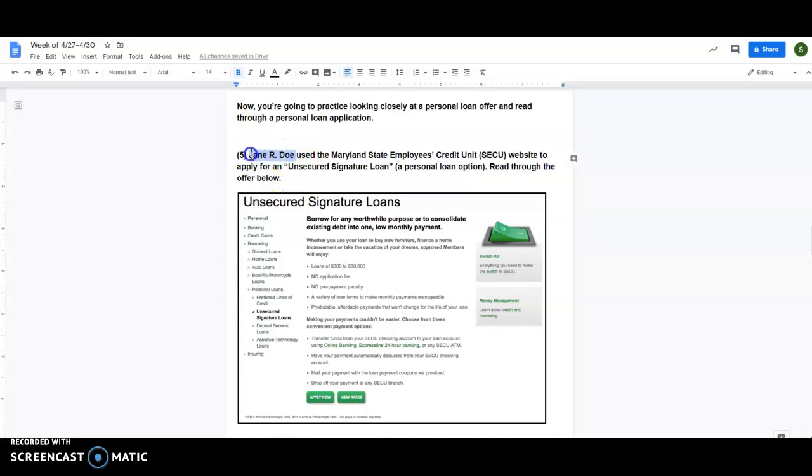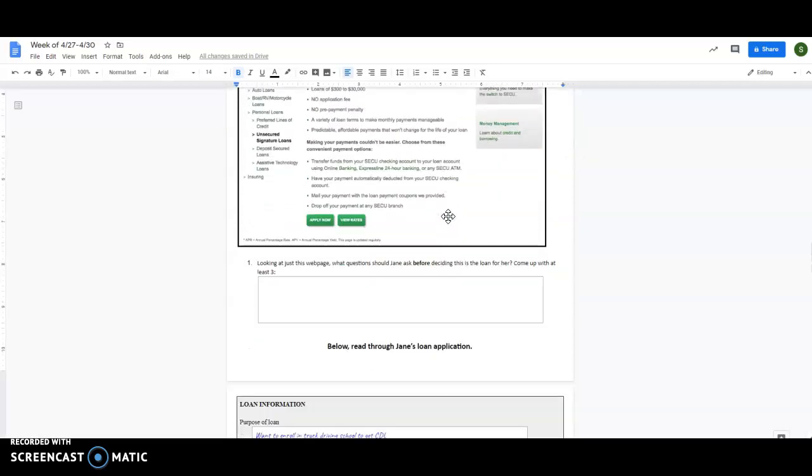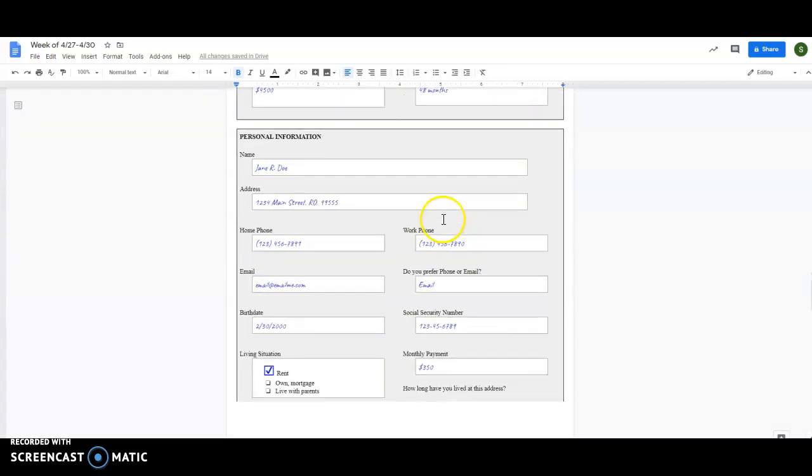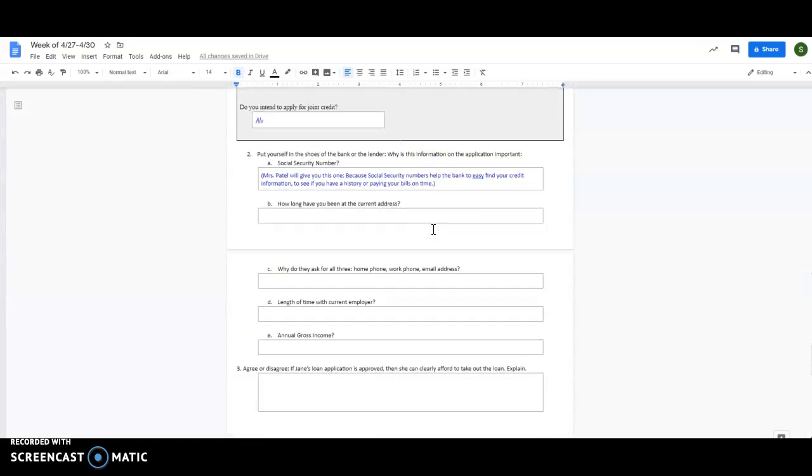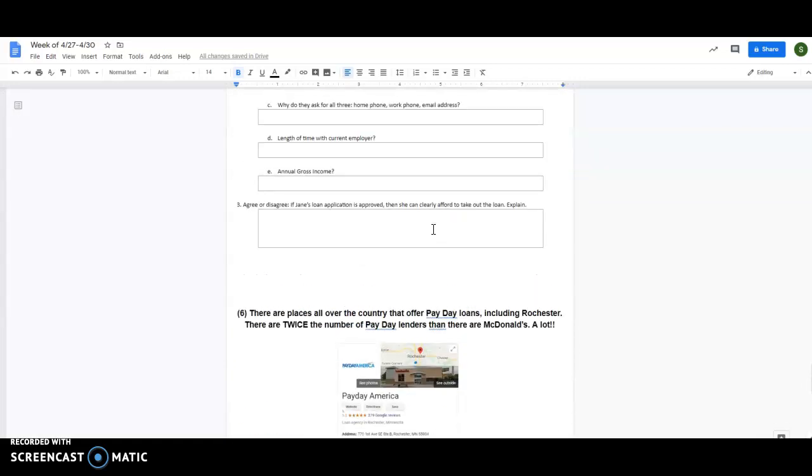Jane Doe is applying for a personal loan. So here in this box you have the ad for the loan, and she decides to apply. So there's the ad, and then this is her application. And then there's some questions down below.